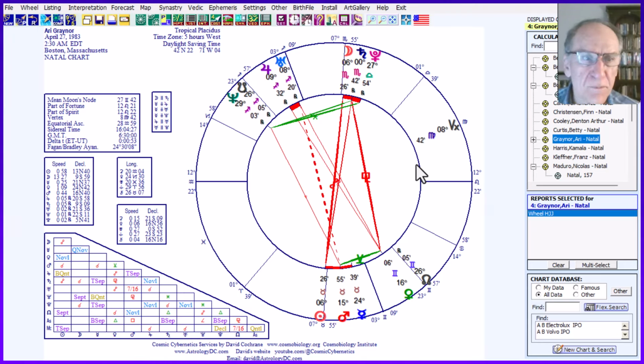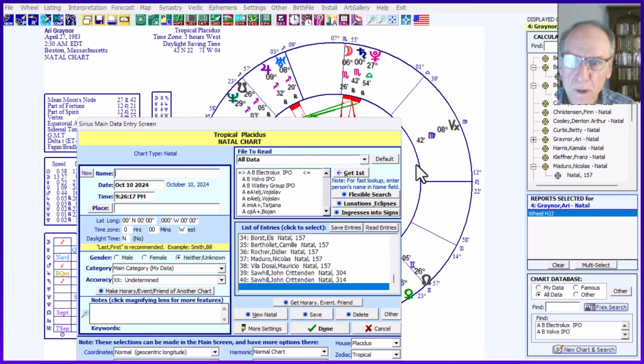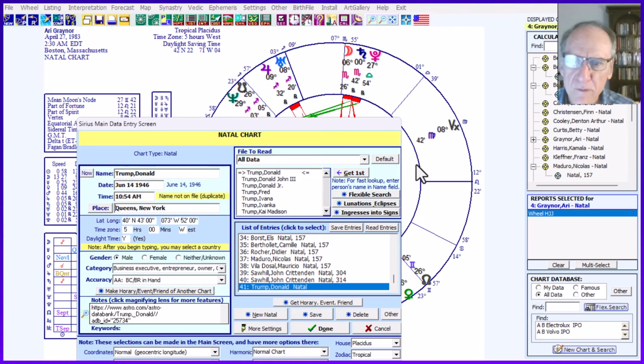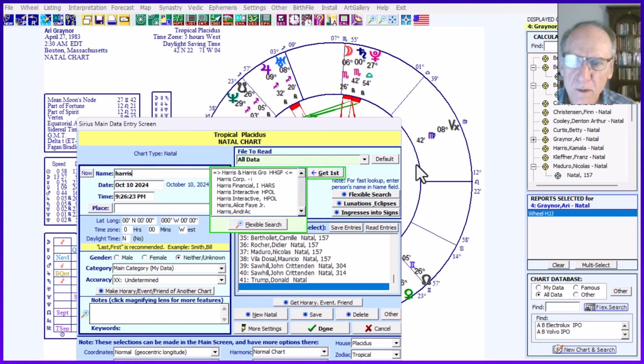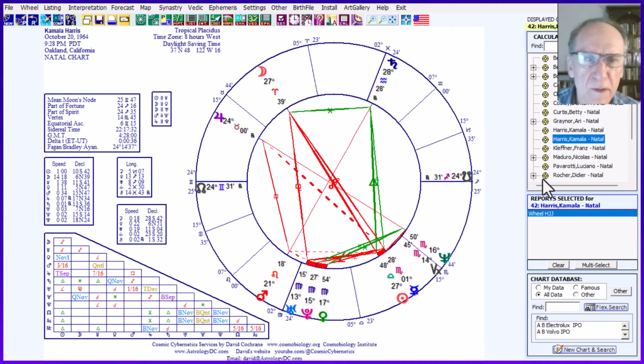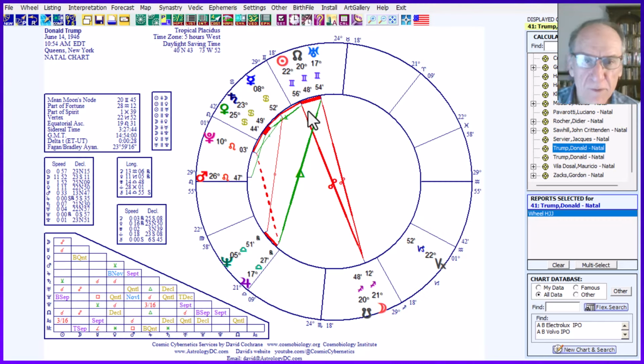Let me bring up real quick Donald Trump and Kamala Harris, just so you can see what I'm talking about. Oh, it looks like I already had them in there. Anyway, here's Kamala Harris, Sun at 27 Libra 48, Moon at 27 Aries 39, almost an exact opposition. Wow. And Donald Trump also was born at full moon. His is not quite as tight, but a degree and a half orb, just before full moon.